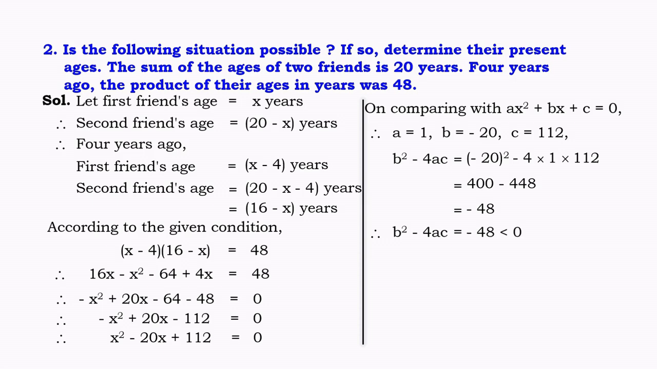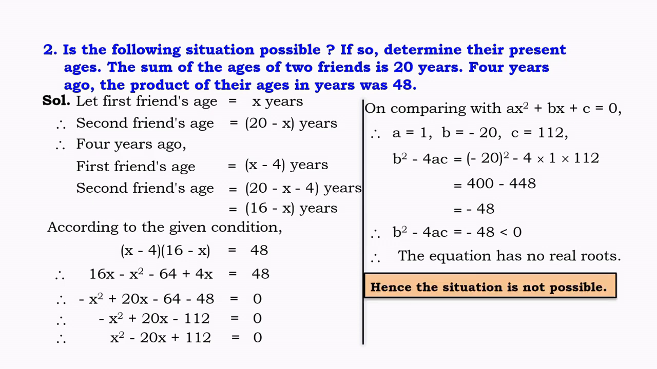Since the discriminant is less than 0, the quadratic equation has no real roots. As there are no real roots, the ages cannot have real values that satisfy the given conditions. Hence, the situation described in the question is not possible. Therefore, there are no present ages of the two friends that satisfy all the given conditions.